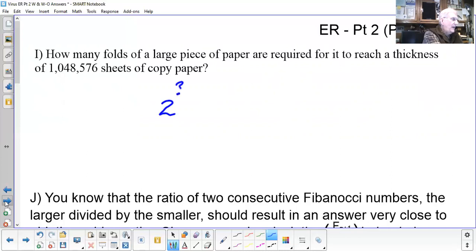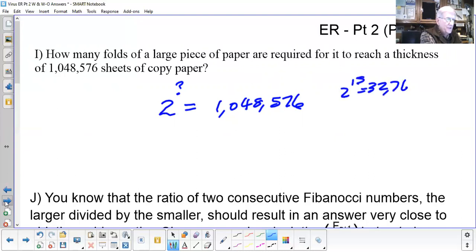2 to what power is going to be equal to 1,048,576? Okay? Well, this is a trial and error problem. T and A, baby. You got to trial and error it. So let's try maybe 2 to the 15th power. Well, 2 to the 15th is only 32,768. We're just a little short.